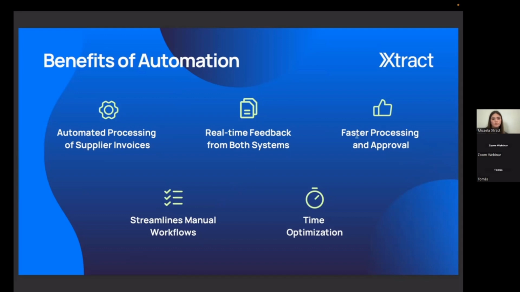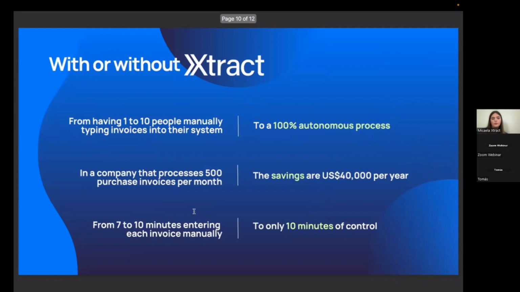Of course, time reduction is one of the most important and relevant aspects of this kind of automation using intelligent technology. Also, streamlining the manual workflows, avoiding, as I was saying, printing invoices or typing them manually into the ERP, and of course, time optimization. For you to have an idea, one person of a team entering invoices manually into an ERP takes around between 7 and 10 minutes to process one invoice. And with Xtract, we are talking around 10 minutes only of control.